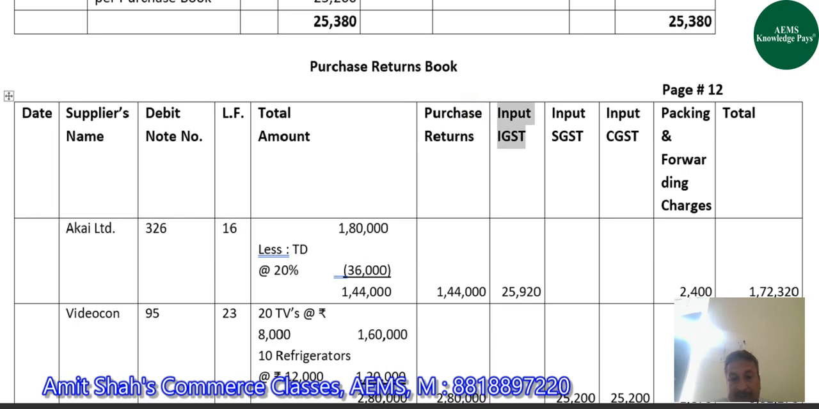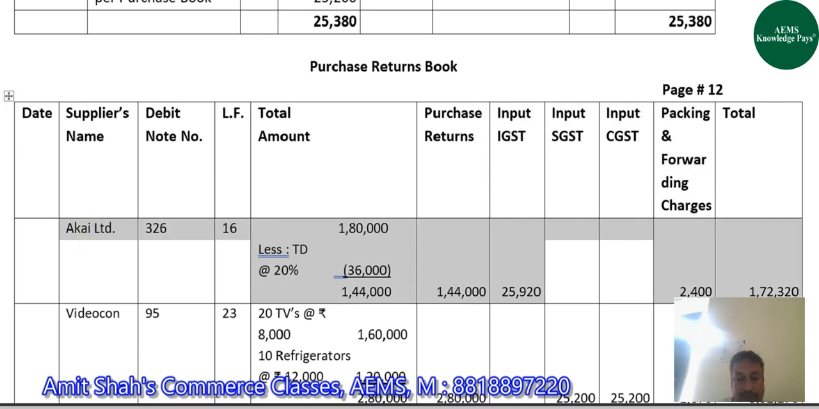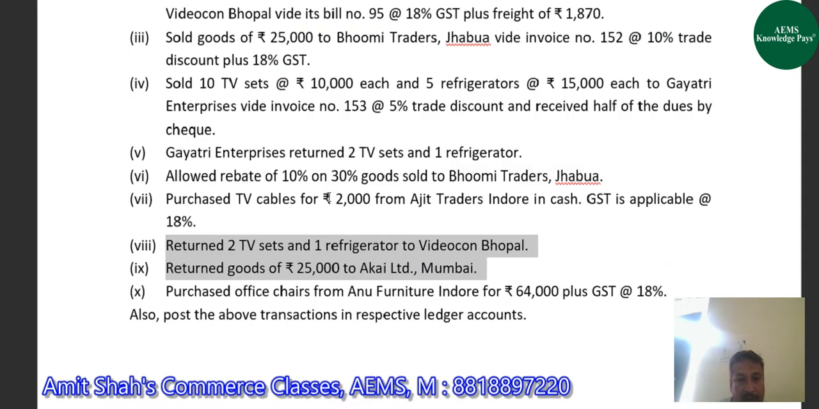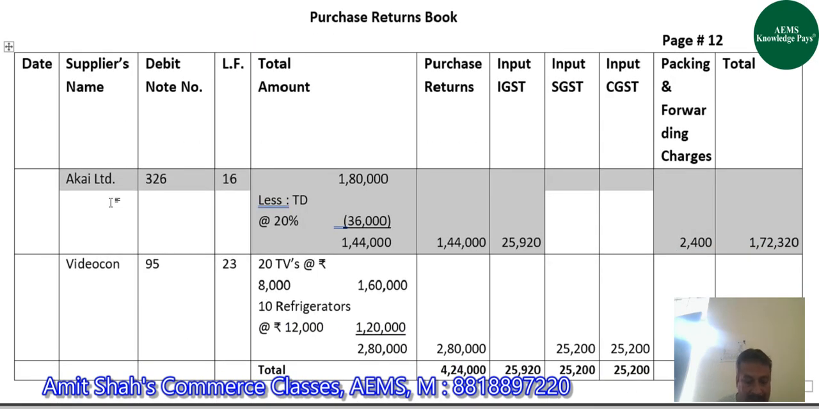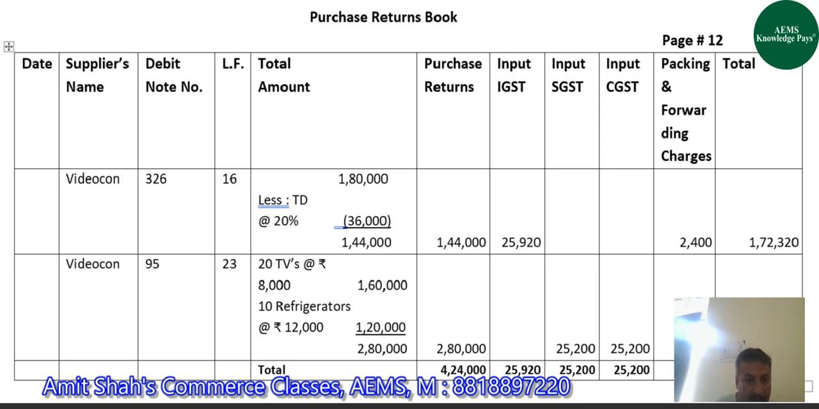Rest all will remain same, because in purchase return also we have these four things involved. So if you see in our example, our number 8 transaction was return of goods to Videocon Limited. So here we will have Videocon, debit note number, let's say 9. LF would be 16 once we record that there.